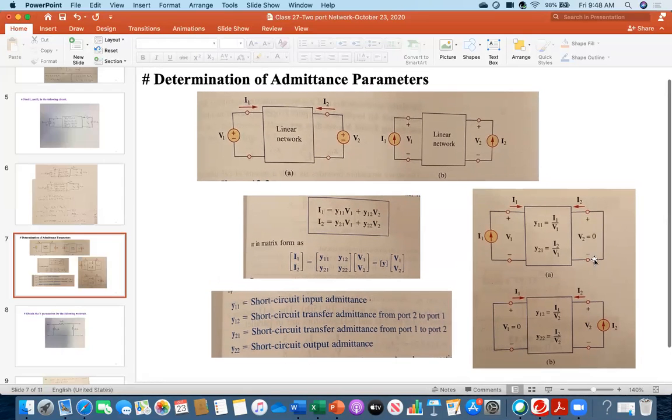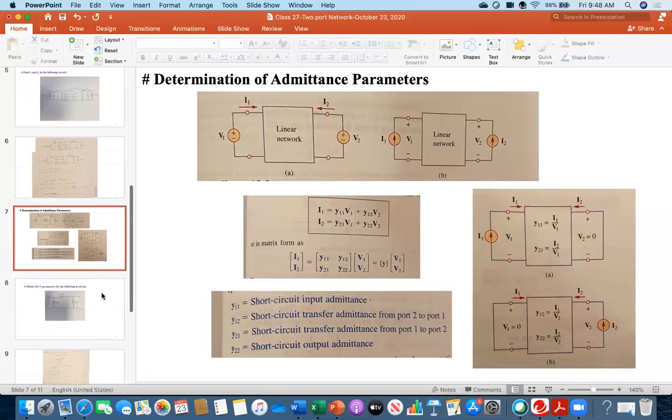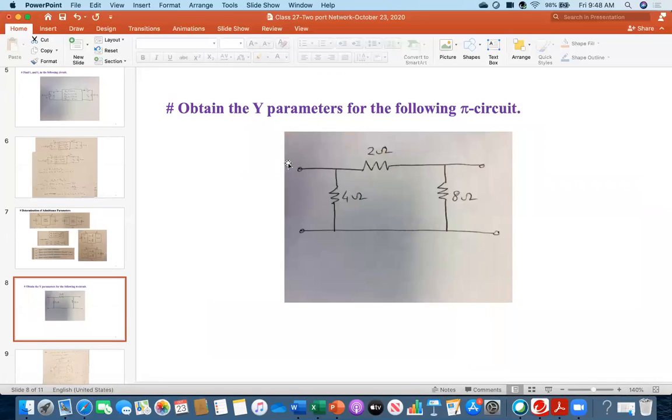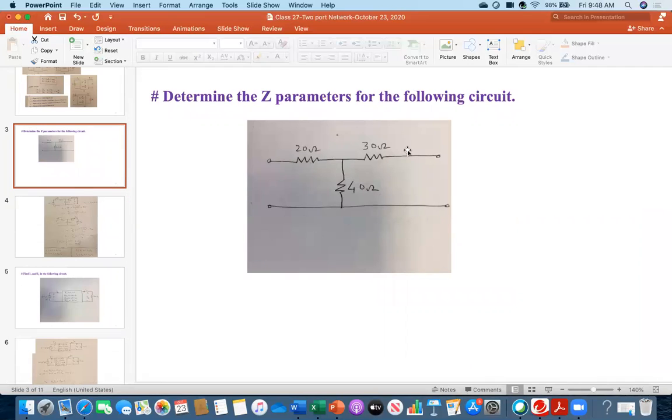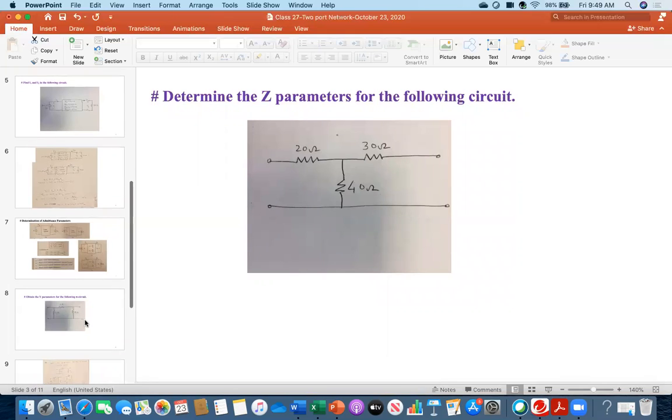Now we want to apply this technique to calculate the admittance parameter for a given network. Therefore, everybody see one example. Obtain the Y parameters for the following pi circuit. I believe you know that this looks like the pi symbol, accordingly it is called pi circuit. And this looks like the capital T symbol, accordingly it is called the T circuit, although it is not written. Keep in mind this is called the T circuit, and this one is called the pi circuit.